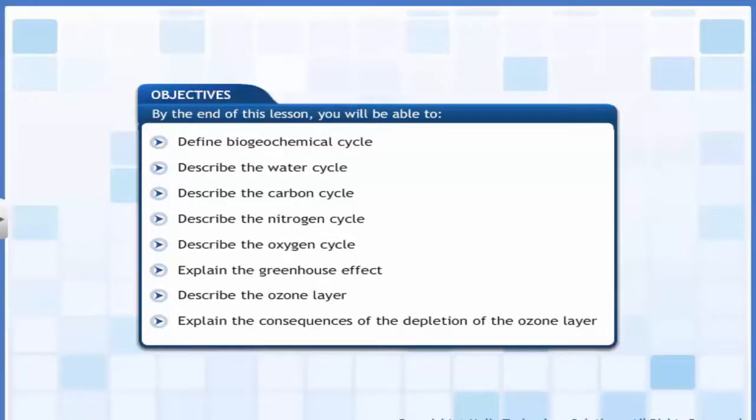By the end of this lesson, you will be able to define biogeochemical cycle, describe the water cycle, describe the carbon cycle, describe the nitrogen cycle, describe the oxygen cycle, explain the greenhouse effect, describe the ozone layer, and explain the consequences of the depletion of the ozone layer.